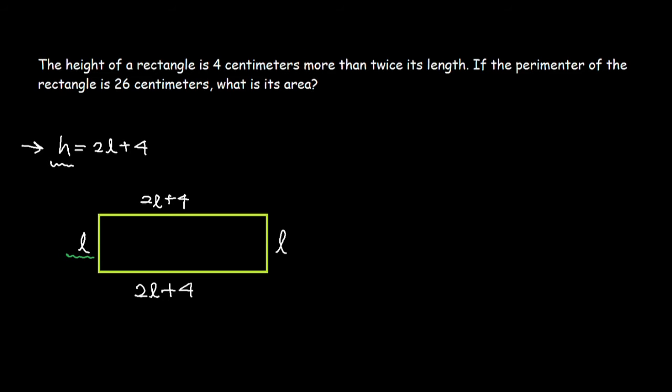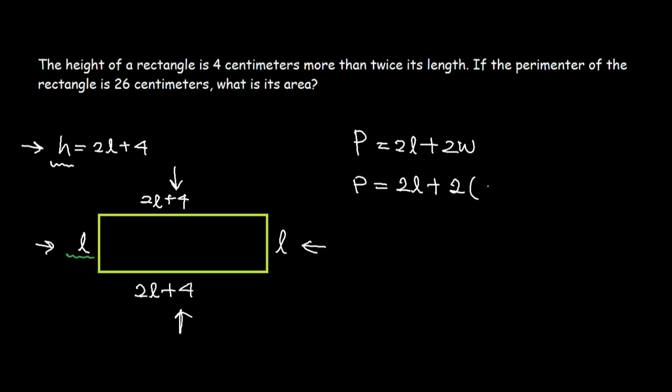So we all know how to find the perimeter of a rectangle, and that is the perimeter equals 2L plus 2W, or in this case you can just say 2H, it doesn't matter. To find the perimeter of anything, you're just adding up all of the side lengths. So in this case, the perimeter is going to equal 2L plus 2 times (2L plus 4). So we already have set up an equation here.